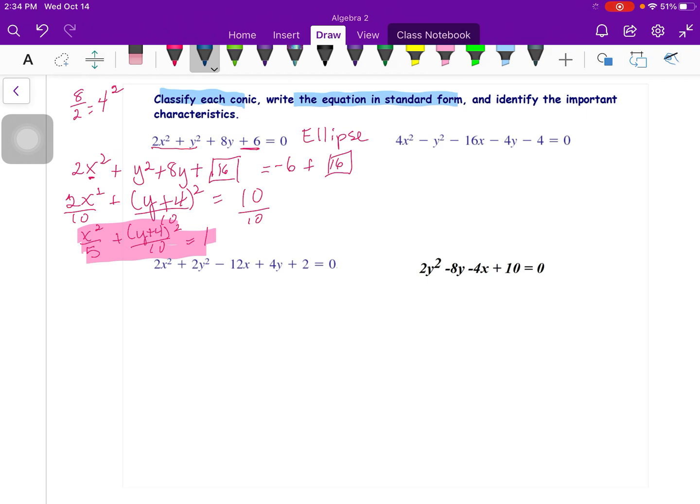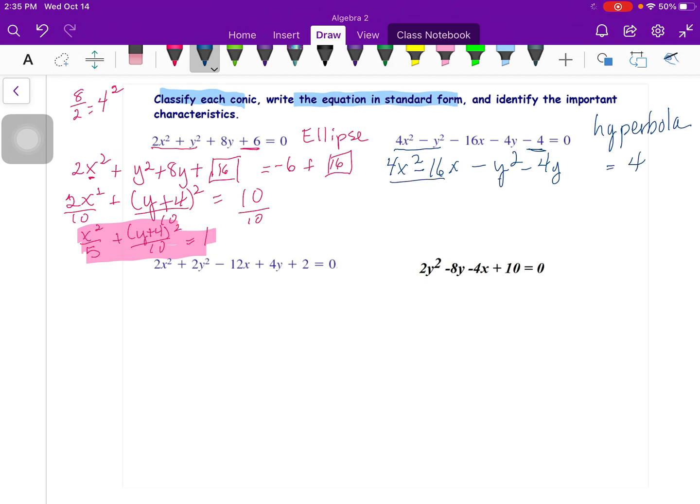My next conic, I see 4x squared minus y squared. So there's one negative between my squares, so this must be a hyperbola. So now I must write it in hyperbolic form. So I'm going to put my x's together, 4x squared minus 16x, and then put my y's together, minus y squared minus 4y, and then I'm going to add this 4 to the other side.